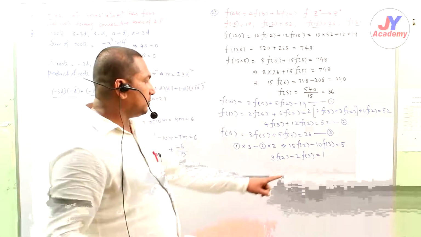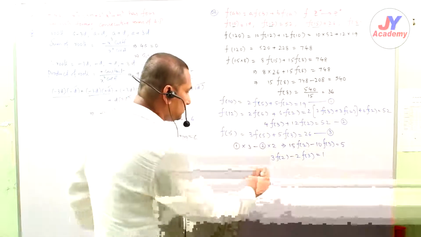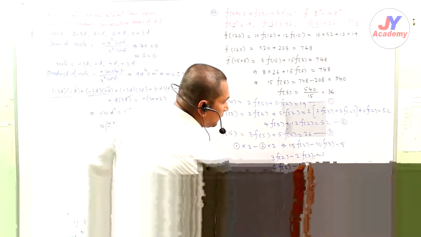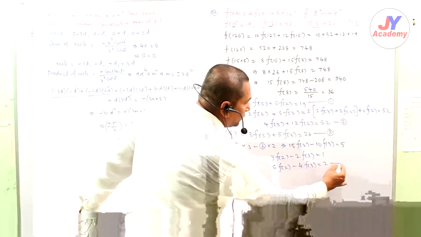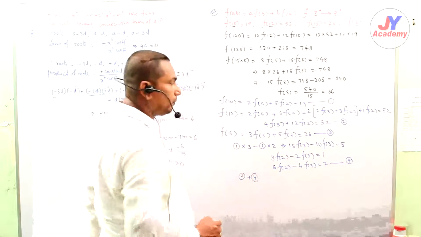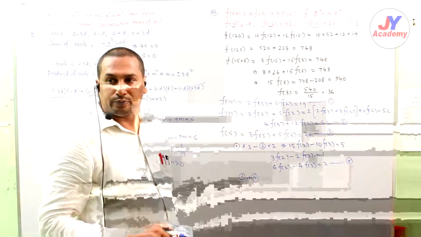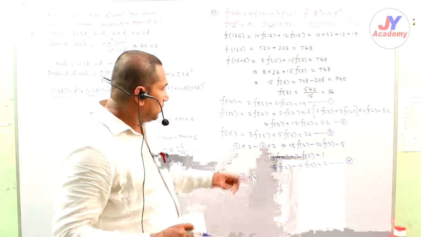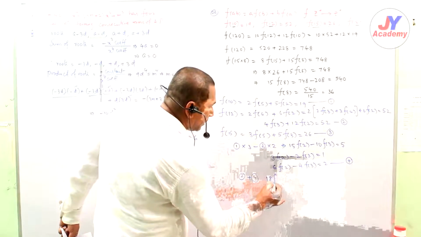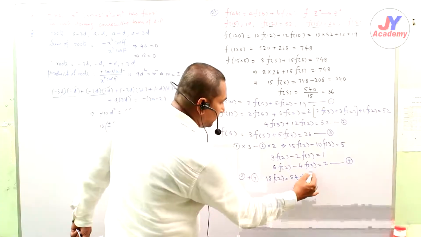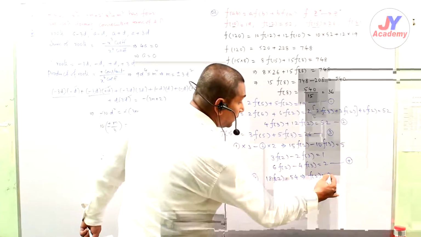Okay, now it is multiplied by 2. 6f of 2 minus 4f of 3 is equal to 2. Let it be 4. Now add 2 plus 4. What is 2 plus 4? 18f of 2 is equal to 2 plus 52, 54. That implies f of 2 is equal to 3.